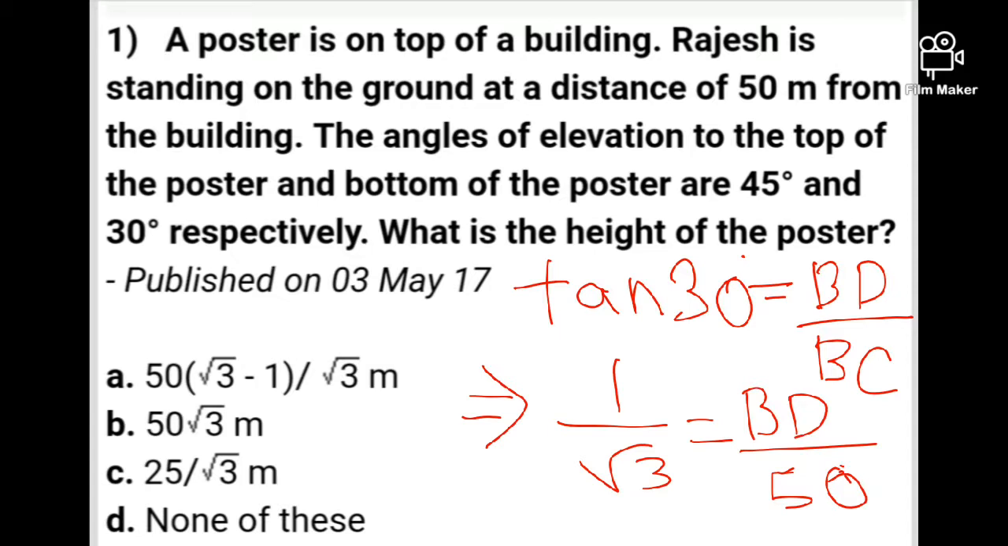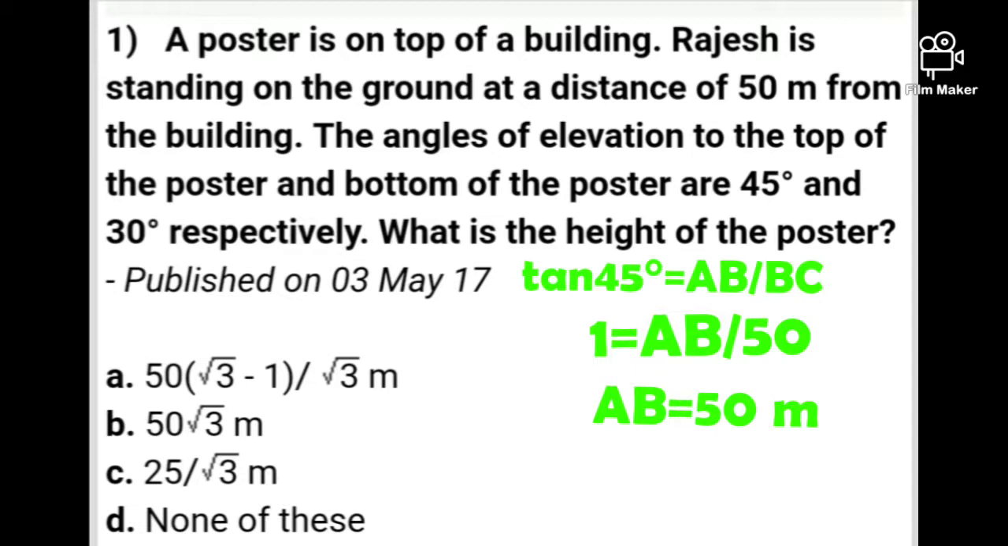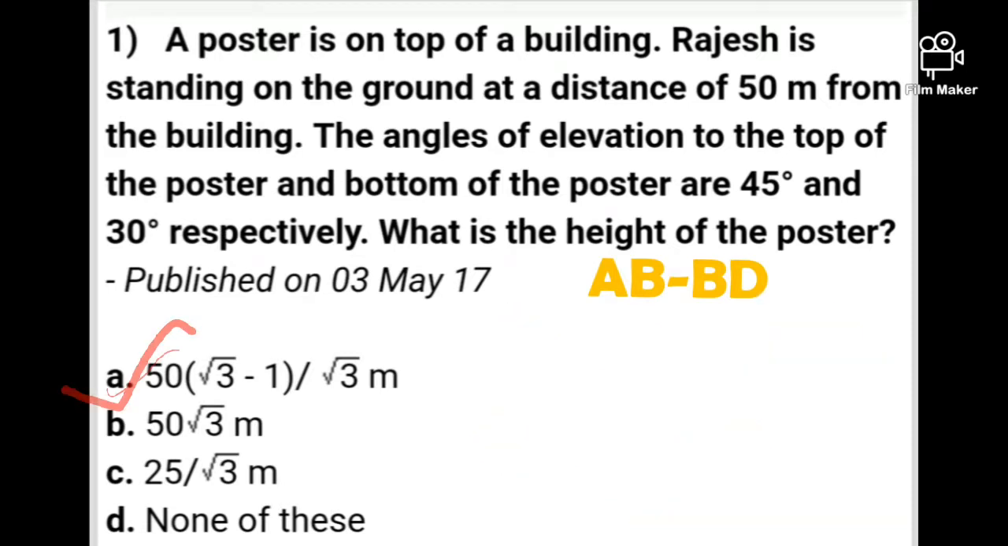So here by taking tan 30 degree we get BD by BC, and from here we get 1 by root 3 is equal to BD by 50 meter, since the value of BC is 50 meter. So by cross multiplication we get BD is equal to 50 by root 3 meter. Moving next, we get tan 45 degree is equal to AB by BC. So from here we get 1 is equal to AB by 50 and then AB is equal to 50 meter. We know that the height of the poster is AD, so therefore by subtracting BD from AB we get 50 minus 50 by root 3, that is 50 (root 3 minus 1) by root 3 by taking the LCM. So therefore the true answer is A.